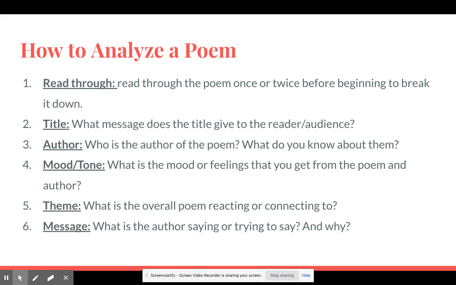So that's how you analyze a poem. Take it step by step. Hopefully, if you take it step by step, you should understand what the poem is trying to portray or what it's really saying, in a not figurative way, if that makes sense.